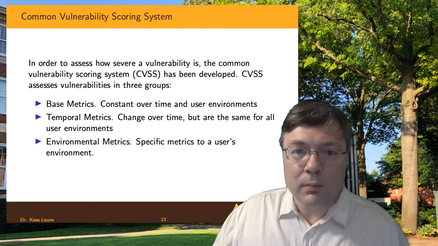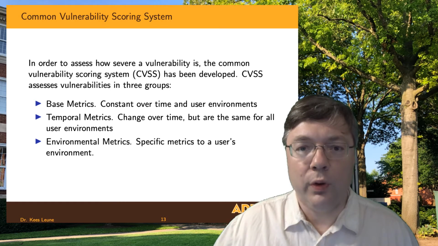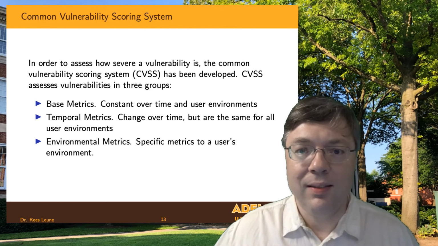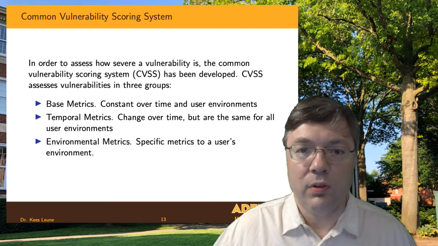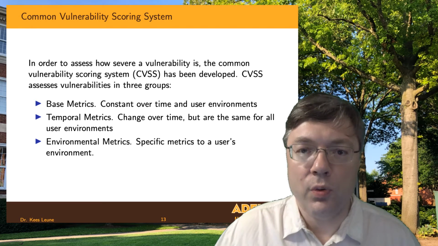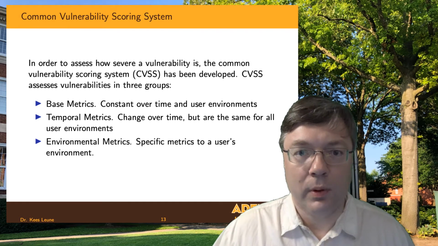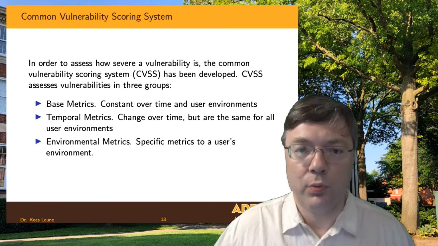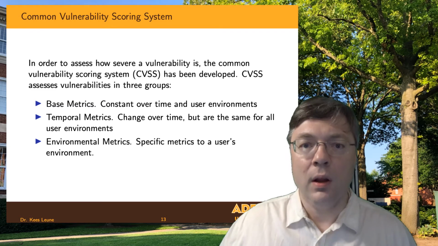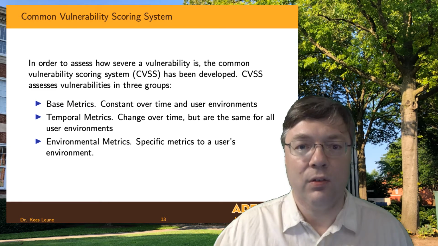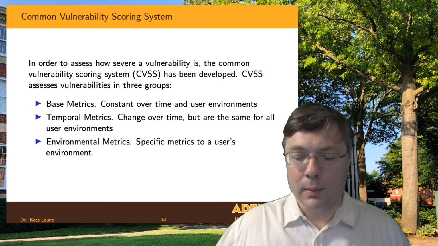The problem is that both the temporal metrics as well as the environmental metrics, no matter how useful they are, change, and anything that changes needs to be maintained, and maintenance is hard. As a result, very few organizations, if any, really use the temporal and the environmental metrics in their environment, because it's just too much work to keep track of them. So we typically talk about the CVSS scores. What we mean is the CVSS base scores, the ones that do not change over time. Keep that in mind.